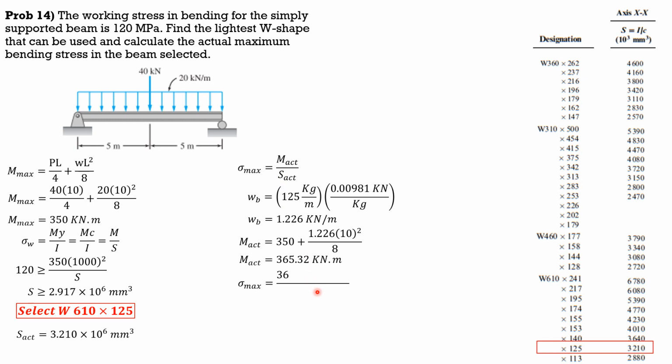Then substitute. Sigma max equals 365.32 times 1000 square Newton mm divided by section modulus actual 3.21 times 10 to the 6. So 365.32 over 3.21, that's the actual maximum bending stress, which is 113.8 megapascals, less than 120 megapascals. Therefore, it is safe. So that's it for this problem.